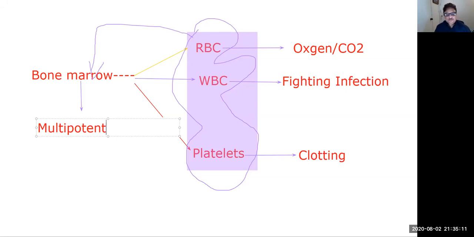Multipotent. So what we talked about: totipotent, zygote, pluripotent, the three germ layers, ecto, endo, and meso. And then bone marrow is an example of a multipotent that gives rise to RBC, WBC, and platelets. Okay. Now let's consider only the WBCs. Right?